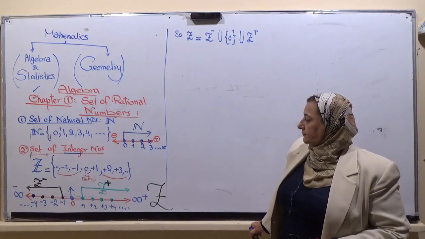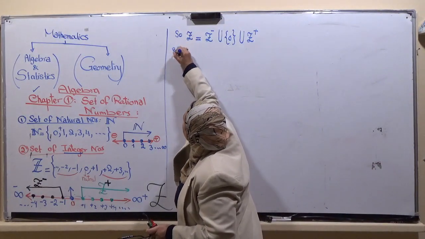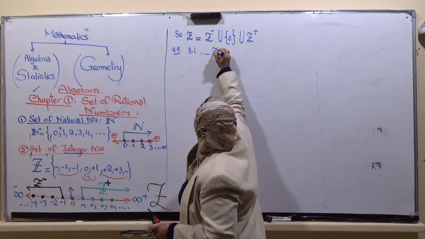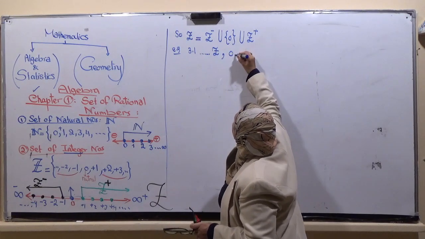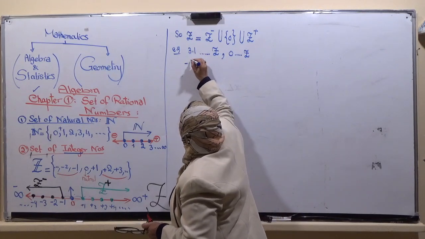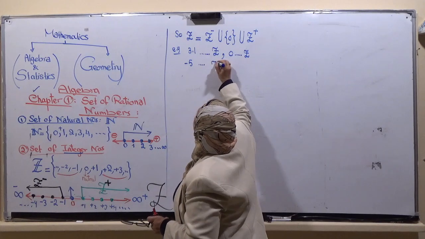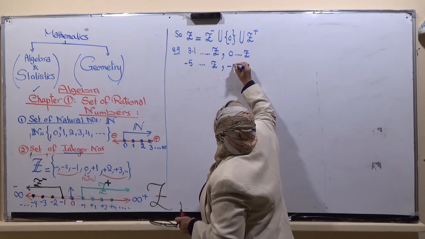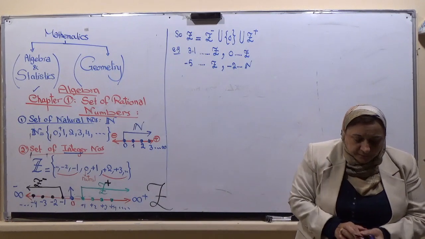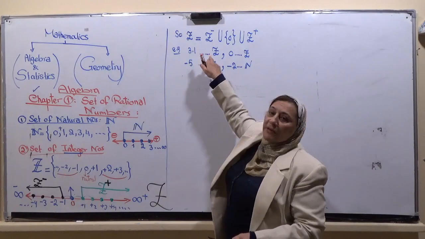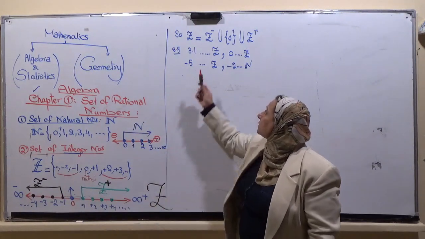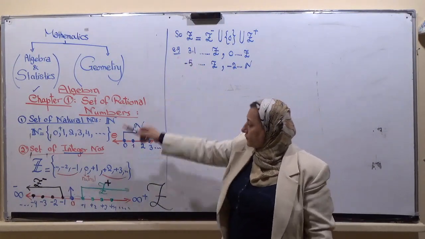Good. For example, does 3.1 belong or not belong to the set of integers? Does 0 belong or not belong to the set of integers? Negative 5, Z. Negative 2, natural. I want to complete this question. Is 3.1 belonging to Z? Is it an element inside Z? Do you see any number of those? Is it one of those?